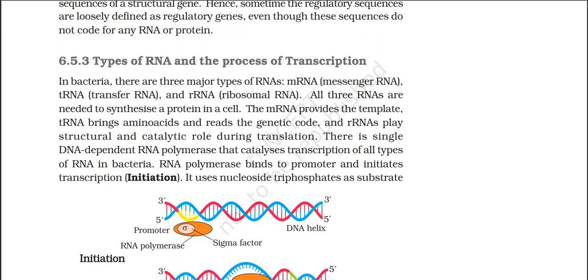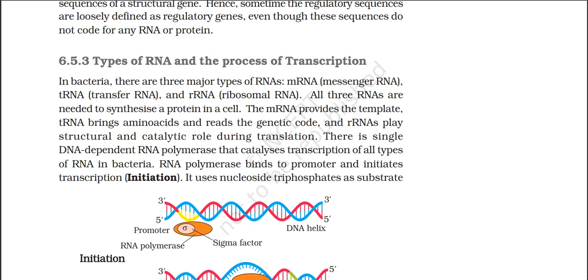6.5.3 Types of RNA and the process of transcription in bacteria. There are three major types of RNAs: mRNA, messenger RNA; tRNA, transfer RNA; and rRNA, ribosomal RNA. All three RNAs are needed to synthesize a protein in a cell. The mRNA provides the template, tRNA brings amino acids and reads the genetic code, and rRNA plays structural and catalytic roles during translation.